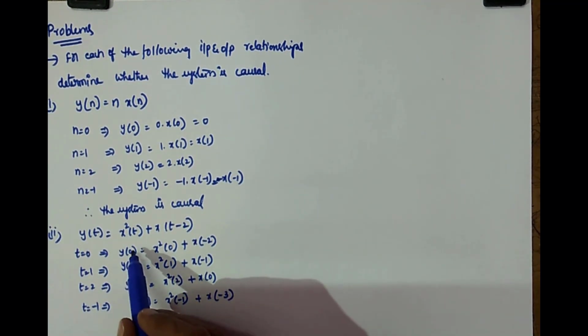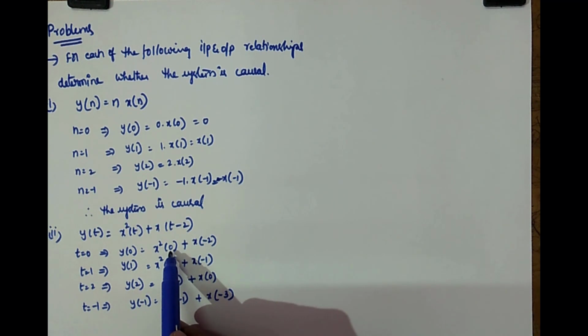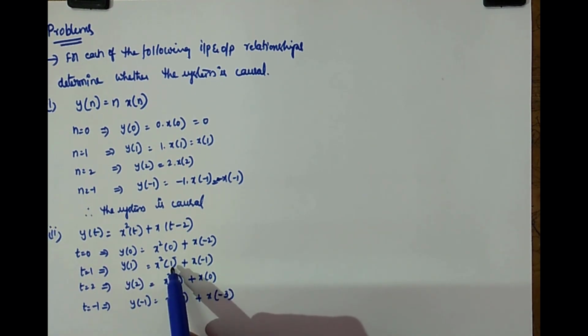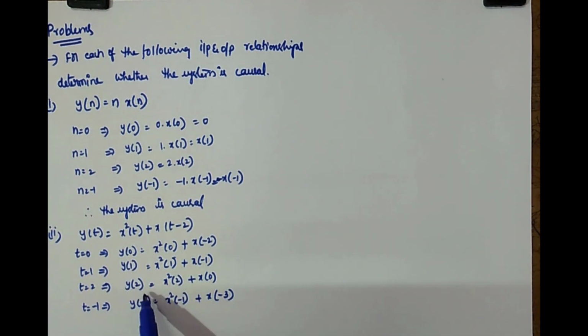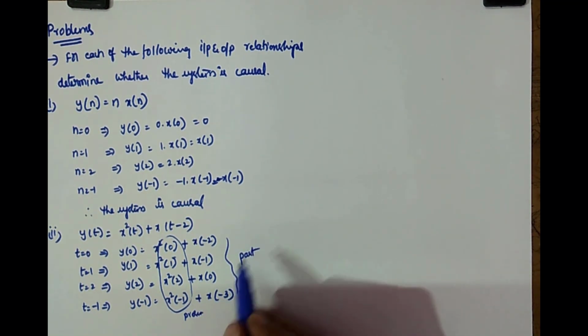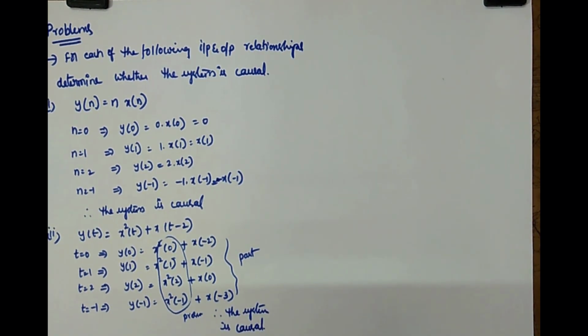Okay. So if you observe the outputs, the present output depends on present input, meaning x square of 0 is the present input, and x of minus 2 is the past input. Here also present output y of 1 depends on present input and minus 1 is the past. Here present output is at 2, present input 2 and past input 0. So as the output depends on present input, this all is present and this whole is past. So as this depends on present and past, the system is causal.